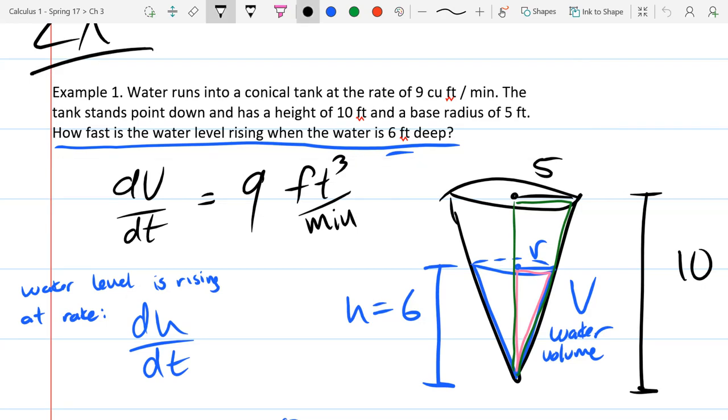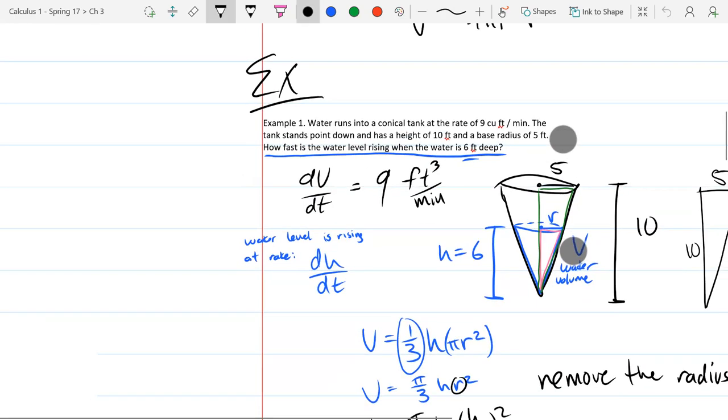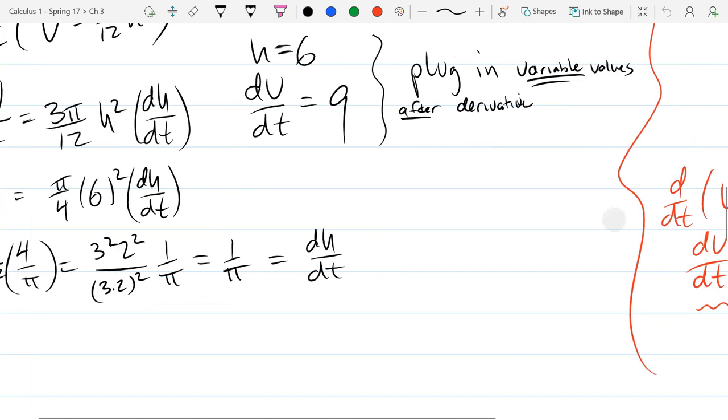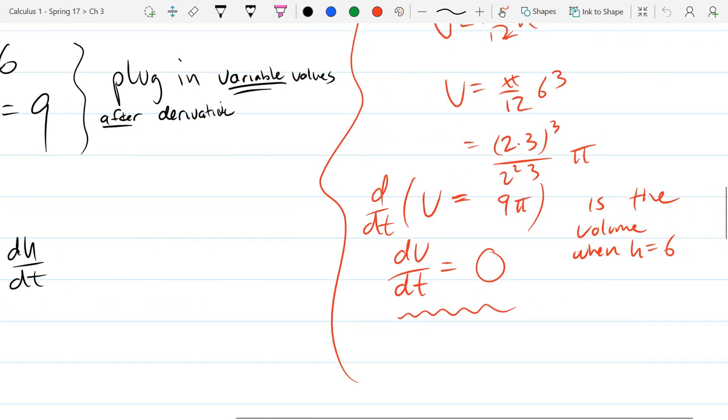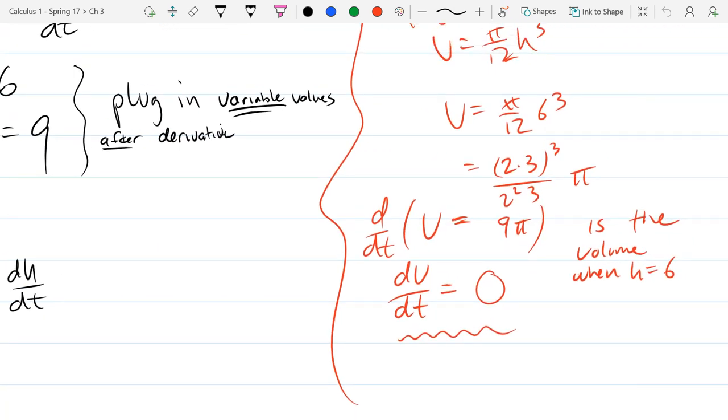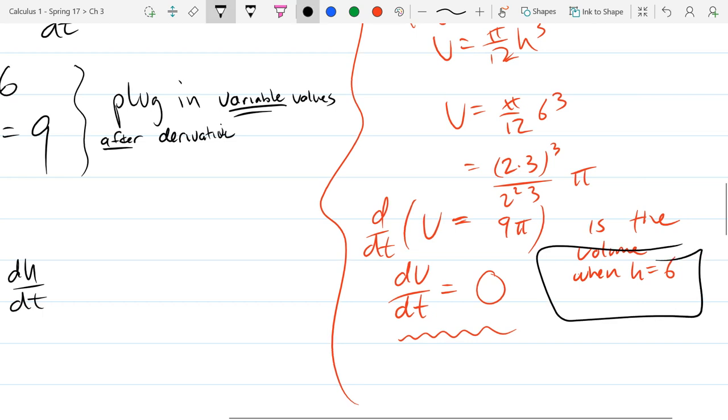Yesterday, we had to answer how fast the water level was rising. Somewhere along the way, we computed the volume of the water when the height is 6. So this over here, the volume when the height is 6, is not the answer to the question. That is other information. I might ask about two different things, so you want to make sure you read the actual question and see what I'm asking about.